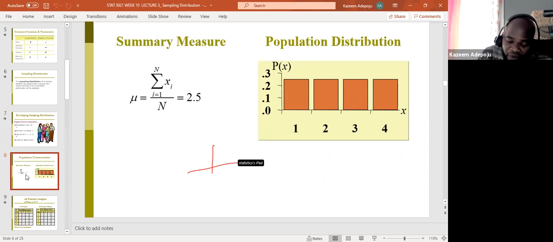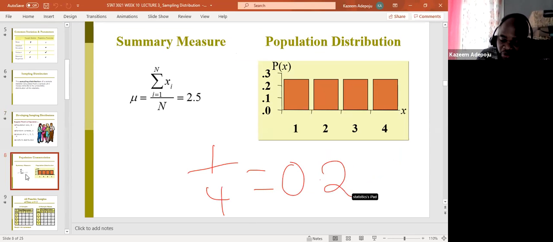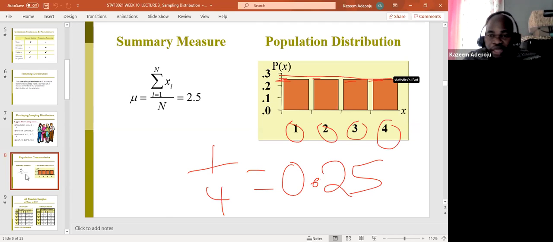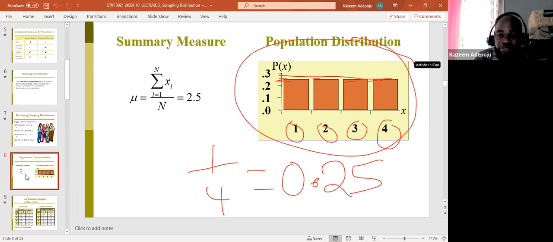Okay, 1/4 is going to be the probability, which is 0.25. Take a look at the bar right here. That is why all the bars, the probability of choosing number 1, number 2, number 3, number 4, are equal. You can see the bars are equal at 0.25, which means the probability distribution of this population right now is uniform. This is what is indicating that.